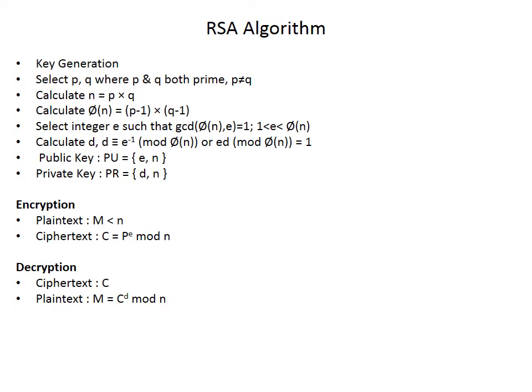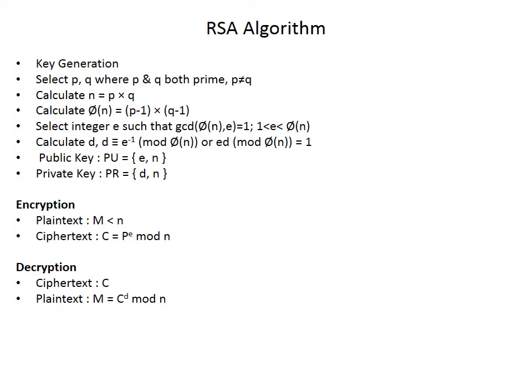Next step: select integer e such that GCD of phi of n and e is equal to 1, where 1 is less than e is less than phi of n, and phi of n is equal to (p minus 1) into (q minus 1). After this step you can calculate d. So d is e to the power of minus 1 mod phi of n, or we can write it as e d mod phi of n is equal to 1. Once we get the values of e and d, we can calculate the public key and the private key. This is called key generation, generating the public key and the private key.